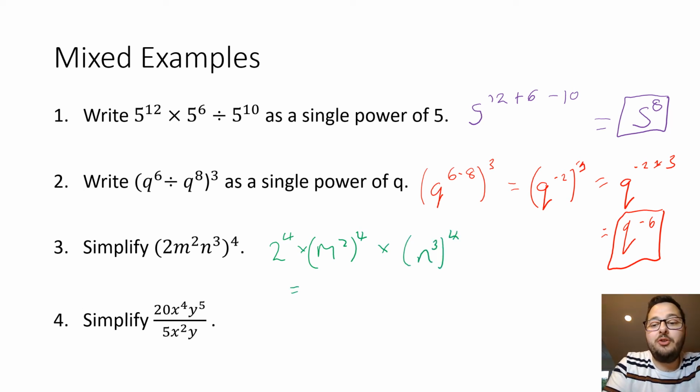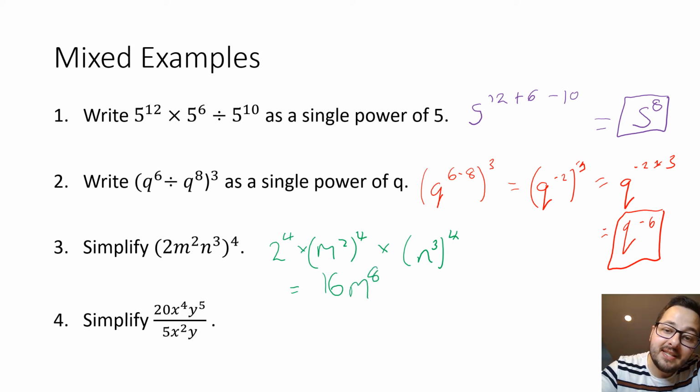Now that is going to be, well, 2 to the power of 4, so 2, double that is 4, double that is 8, double that is 16. So 2 to the power of 4 is 16. M squared to the power of 4, times them together, 2 times 4 is 8, so this is m to the 8. And n cubed to the power of 4, 3 times 4 is 12, so this is n to the 12.